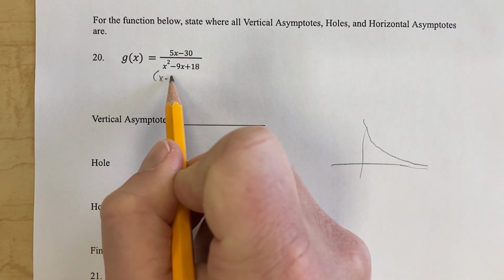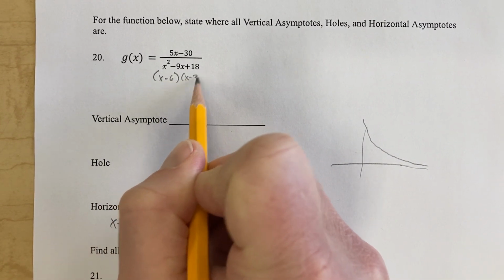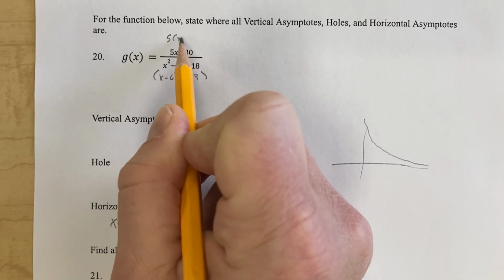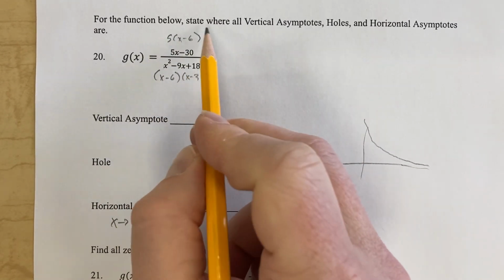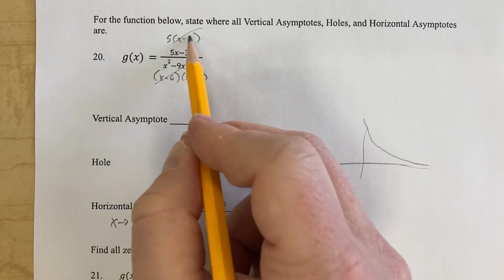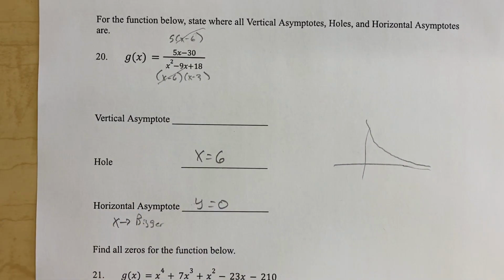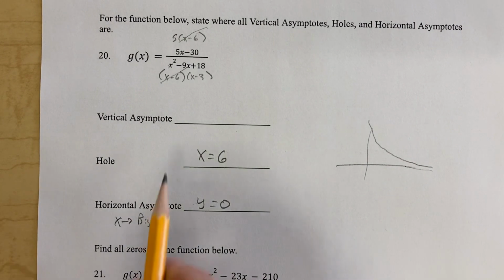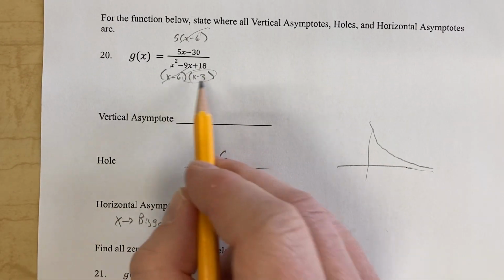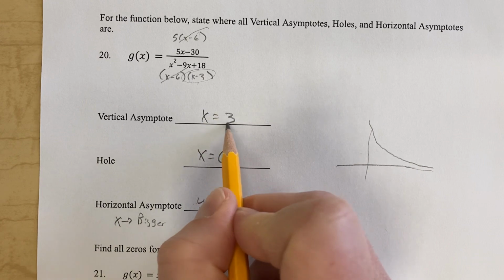So this factors into (x minus 6)(x minus 3), and up top, that factors into 5 times (x minus 6). So you see how the x minus 6's cancel? When that happens, that's going to create a little hole in your graph at that value. So at x equals 6, we'll have a little hole. But the asymptote will be the thing that doesn't cancel. So at x equals 3, you're going to have an asymptote.